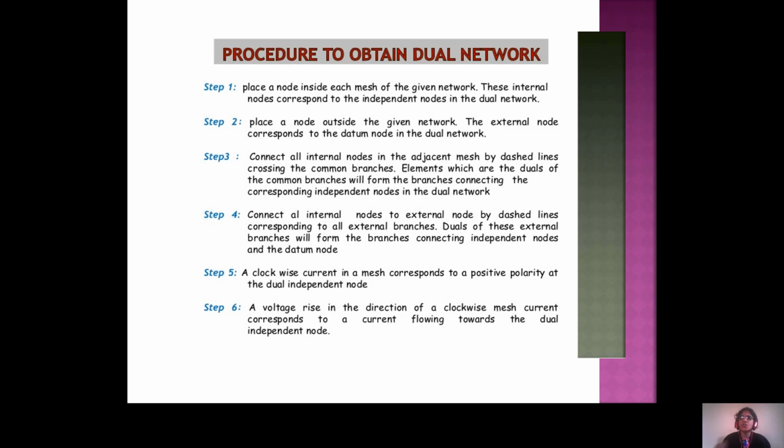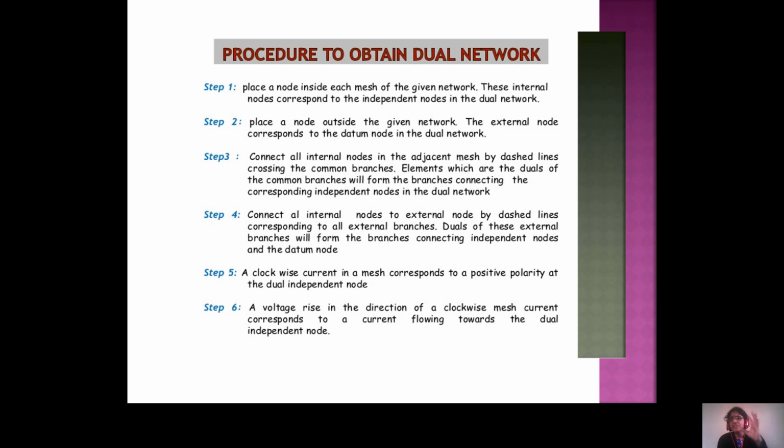Next, step 3. Connect all internal nodes in adjacent meshes by dashed lines crossing the common branches. Elements which are the duals of the common branches will form the branches connecting the corresponding independent nodes in the dual. So when you have placed one node in each mesh, you have to connect one node to another with the elements that must be there. Connect the internal nodes to the external node by dashed lines crossing all external branches. The duals of these external branches will form the branches connecting the independent nodes to the datum node.